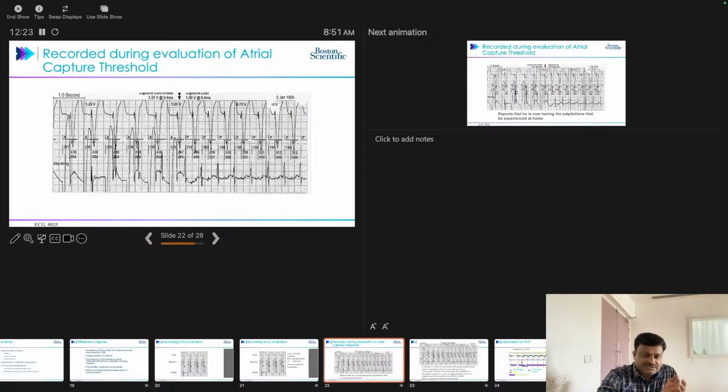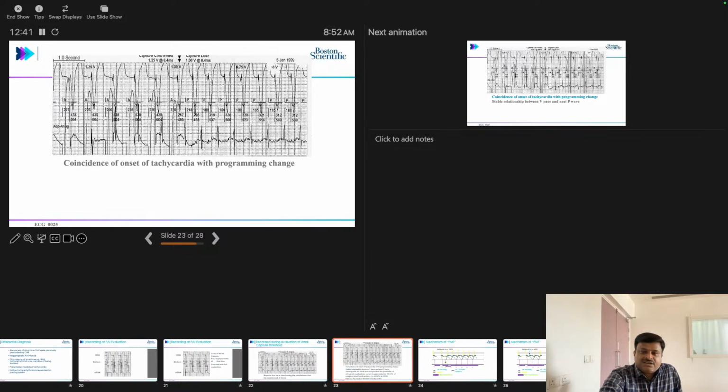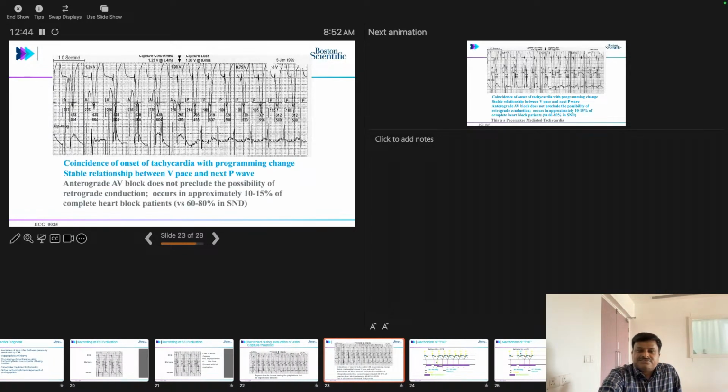After the threshold test, when there is a loss of capture, when you deliver a pulse which is not able to capture, that is the loss of capture during the threshold test, but that sometimes initiates the PMT in a patient, and he will experience the palpitations, and you will be able to see here. So here is the coincidence of the onset of tachycardia with the programming change, that is stable between V pace and the next P wave. So this is the common thing. It may happen, so you need to be careful sometimes.